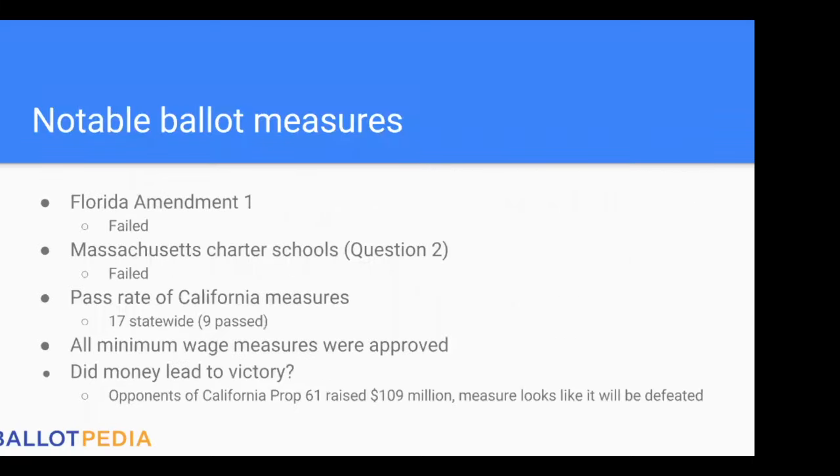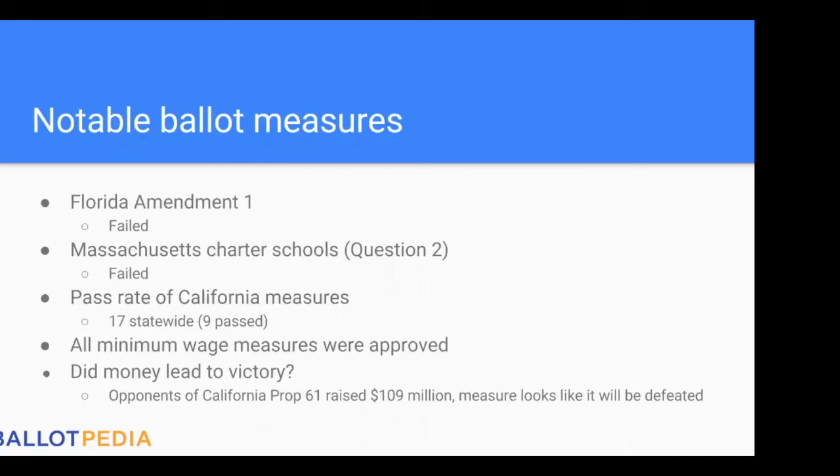In addition to marijuana measures, several other notable ballot measures went before voters this year. In Florida, Amendment 1, which was regarding the use of solar power, was defeated. In Massachusetts, Question 2, which referred to authorization of new charter schools, was defeated.